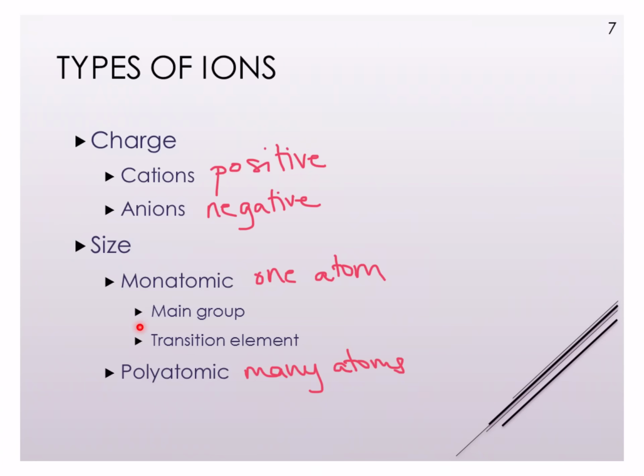We have to look at what are known as our main group. So the first two columns and the last six columns, those are our main group elements. And then we have to worry about the transition elements, so all of those elements in the center of the periodic table, because their behavior is a little bit different. So right now we're just going to be worrying about the monatomic ions, and only those main group ions. We'll later look at transition elements and the polyatomic ions.